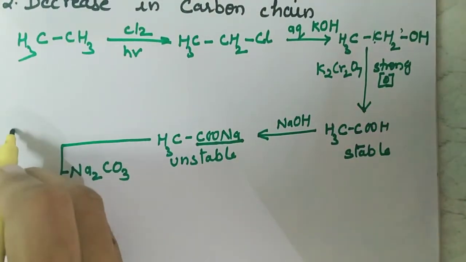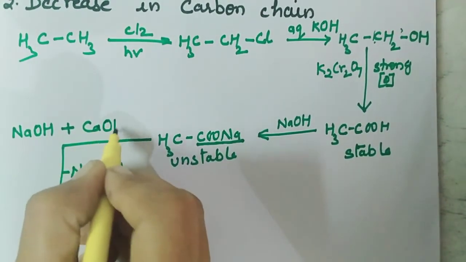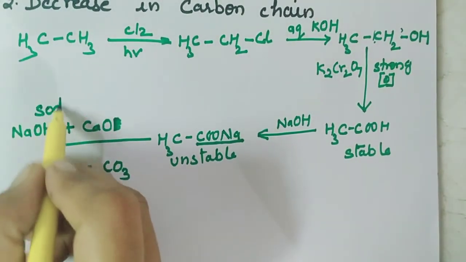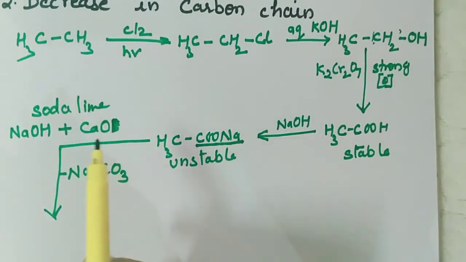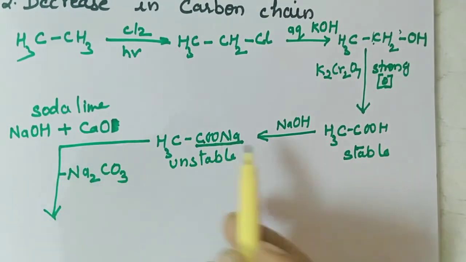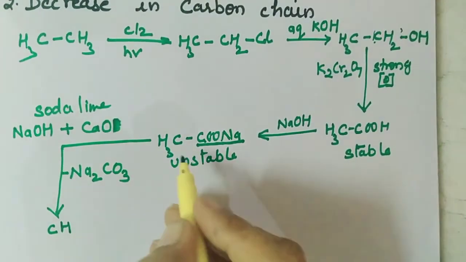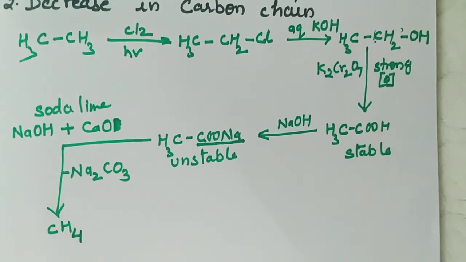अब ये soda lime क्या है? Soda lime is a mixture of NaOH and calcium oxide. This is our soda lime, NaOH and CaO. जैसे आप इसमें सोडा लाइम डालेंगे, this NaCOO will go away in the form of Na2CO3. आपके पास क्या बचेगा? CH3 and 1 H from here you will be getting, and this will be converted into CH4.